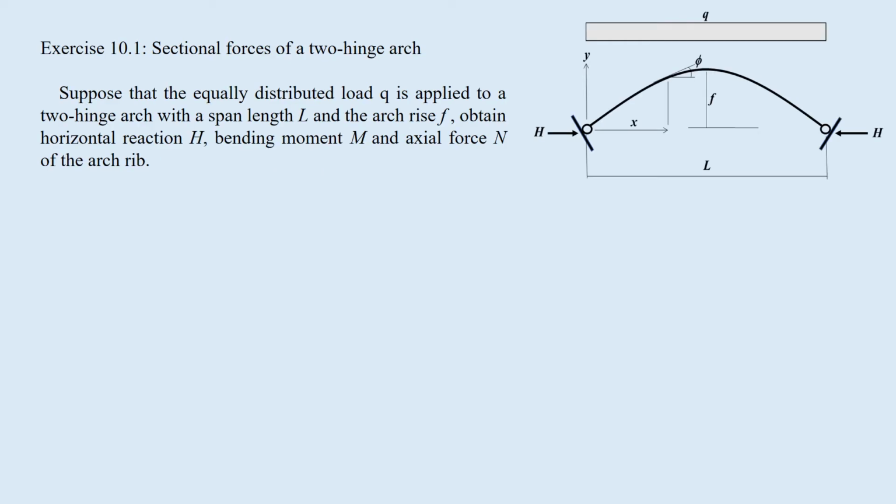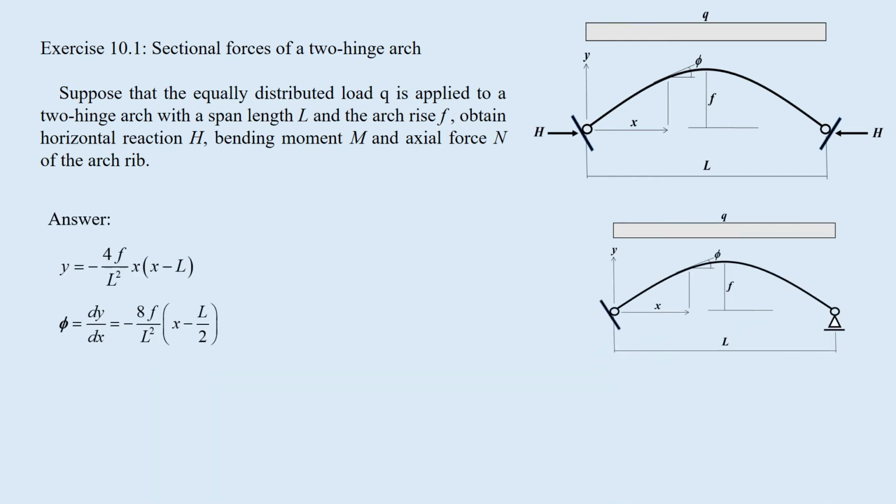Exercise 10.1: Sectional forces of a two-hinge arch. Suppose that the equally distributed load Q is applied to a two-hinge arch with a span length L and the arch rise F. Obtain horizontal reaction H, bending moment M, and axial force N of the arch rib. The arch shape is a parabola.